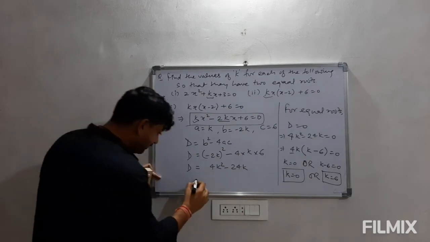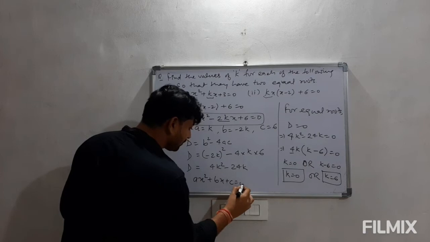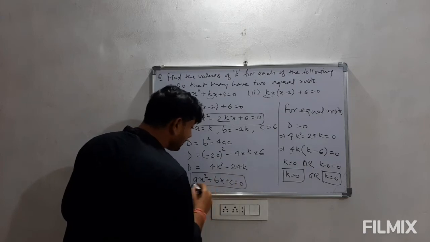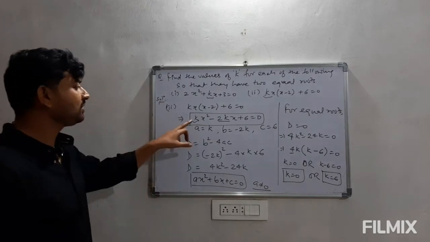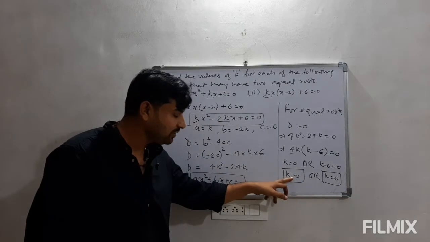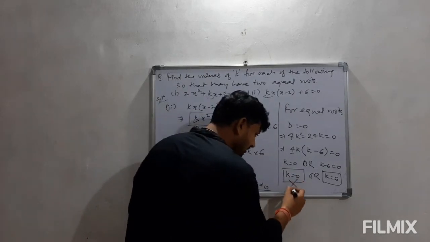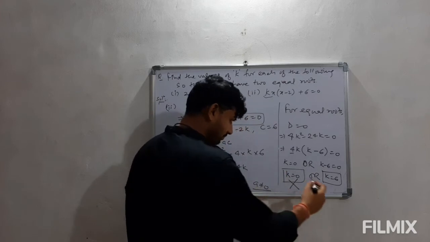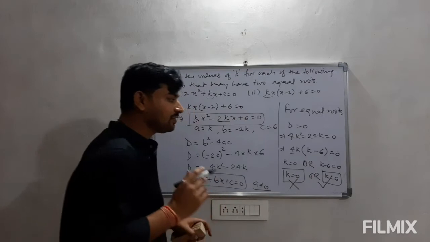What I told you, in the standard form, ax square plus bx plus c is equals to 0. I told you that this a cannot be 0. Here in this equation, in place of a, we are getting k, which is coming out to be 0. So we cannot take it as a possible value of k. So here in this question, the only possible value of k is 6.